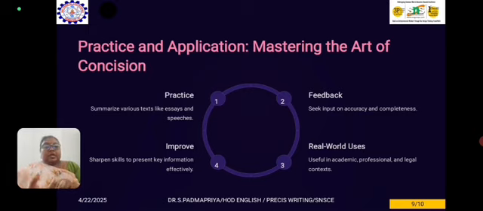The third one is real world uses. How is it useful, and where is it useful? It is useful in academic, professional and legal contexts. For example, if you are reading a textbook of around 500 pages, you can take notes by cutting it short to 300 pages or 200 pages, which will help you understand the concept in a clear manner.